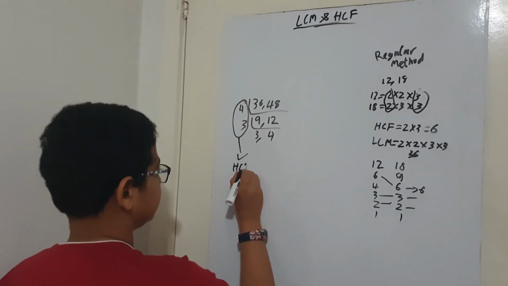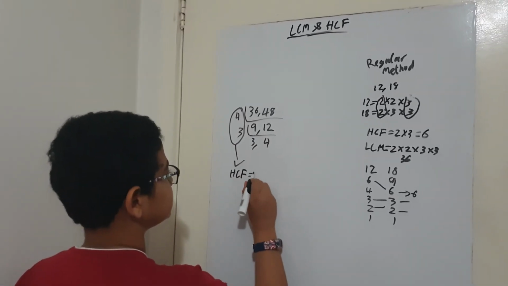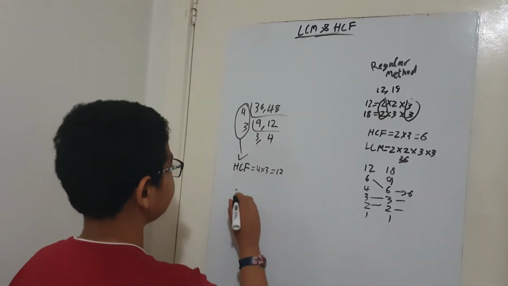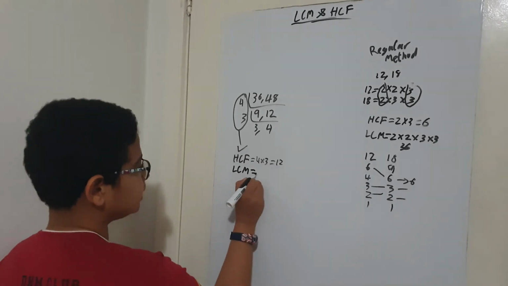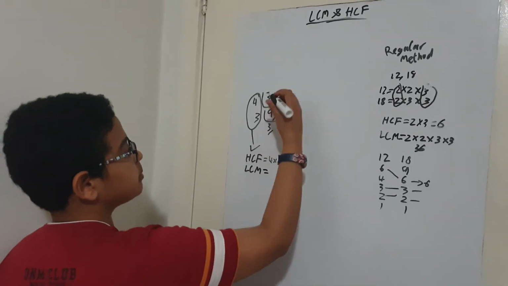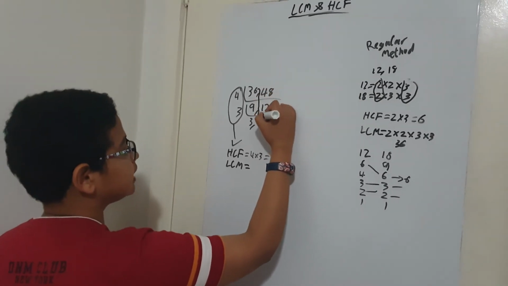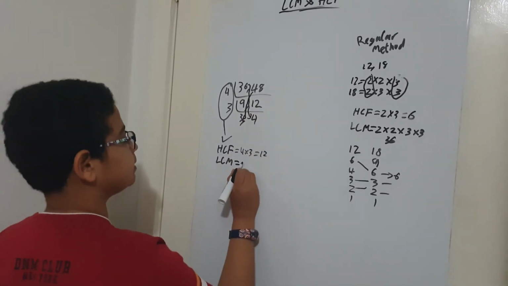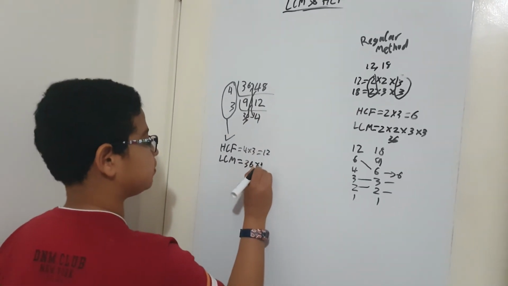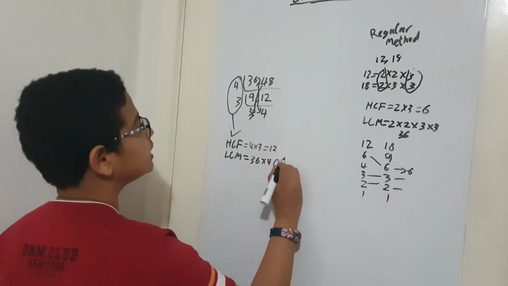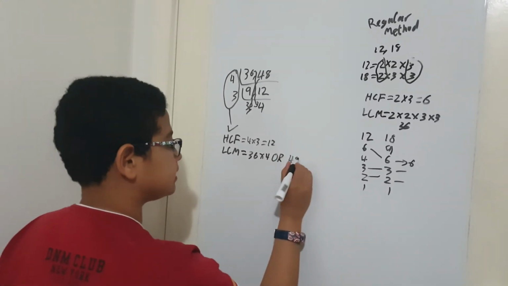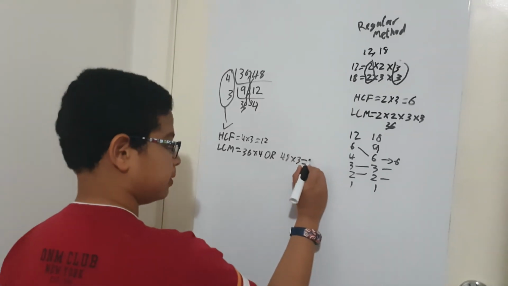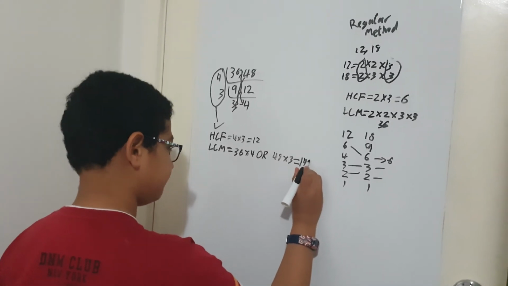So the HCF is equal to 4 times 3. So just multiply all the numbers down here, which is 12. And the LCM is equal to, remember, this times this, or this times this. So it's either equal to 36 times 4, or it's equal to 48 times 3, which both of those are equal to 144.